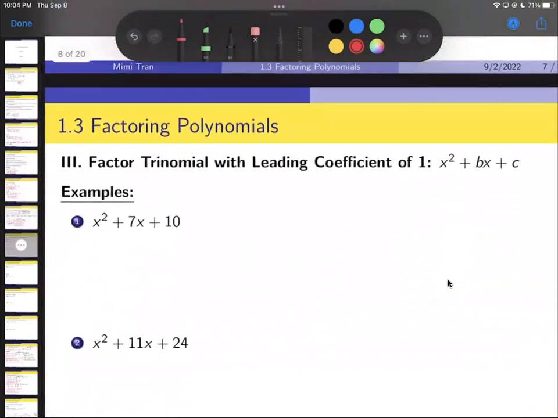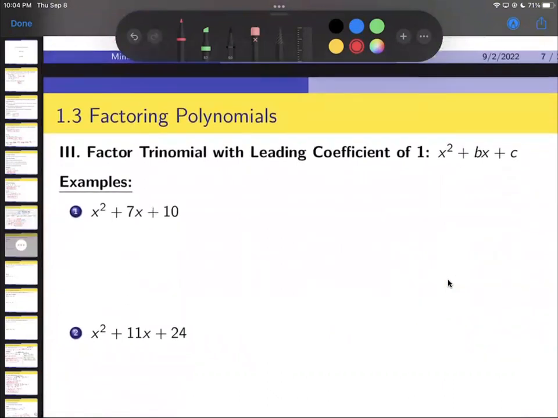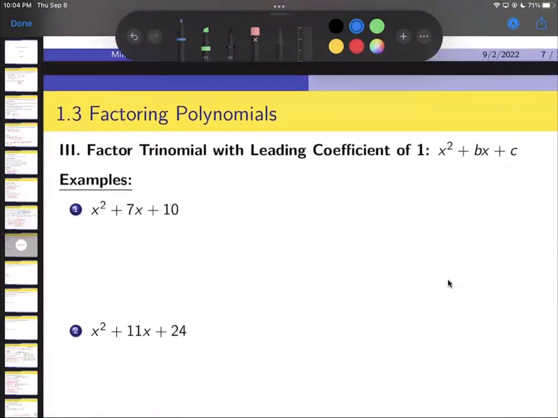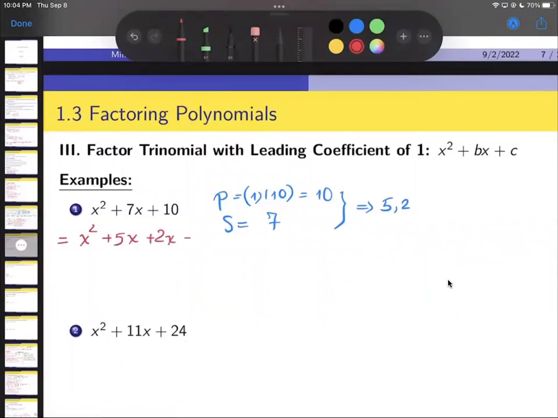All right, let's try number 1. I want you to find me the sum. I'm sorry, I keep going with the sum first. The product is 10, right? So 1 times 10 is 10. And then the sum is 7. So the two numbers are 5 and 2, right? Or 2 and 5, doesn't matter. So I'm going to split that 7x into 2x plus 5x, or 5x plus 2x, doesn't matter. So x squared plus 5x plus 2x plus 10.